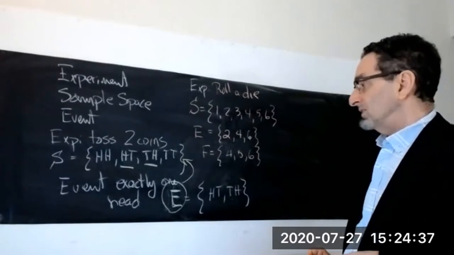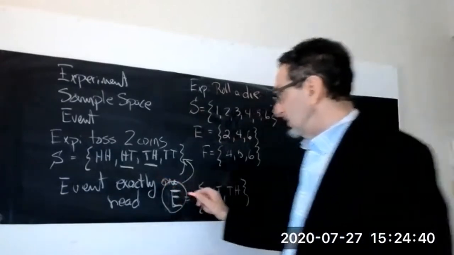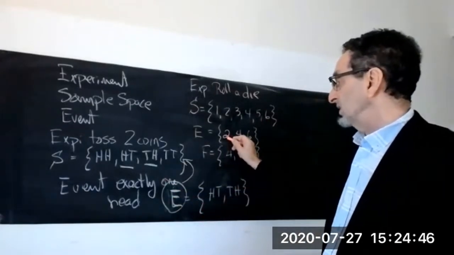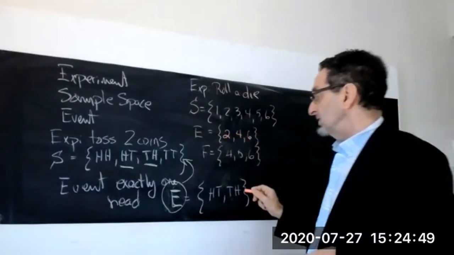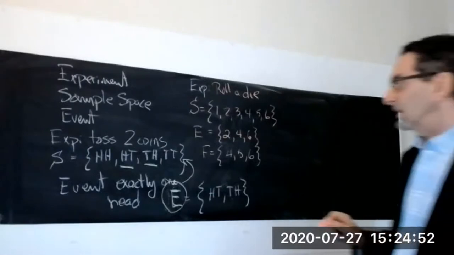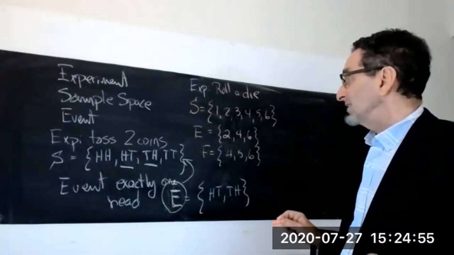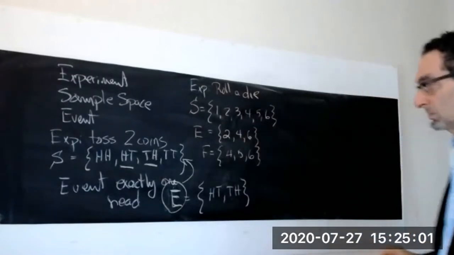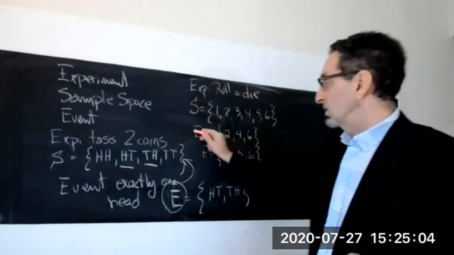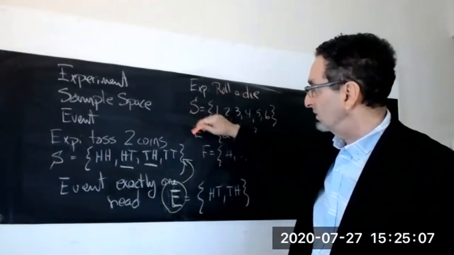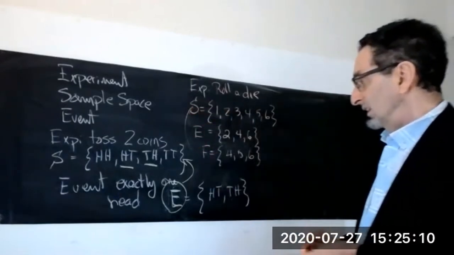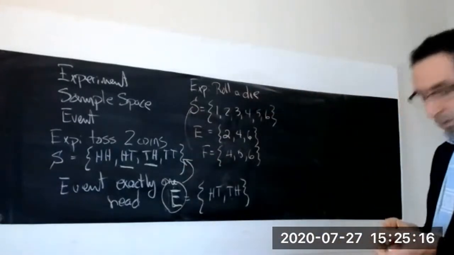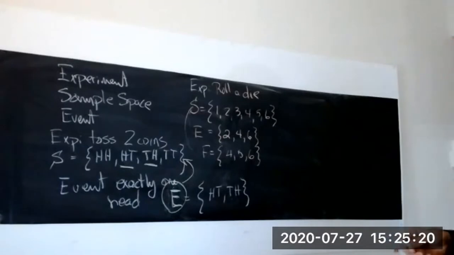So how are we expressing events? How did we express the event of getting exactly one head, the green one? How did we express the event of getting an even number? How did we express the event of getting a number greater than 3? We're expressing them as subsets of the relevant, or pertinent, sample space. These two are both subsets of this sample space, and this one is a subset of this sample space. So we're going to use that idea to say that's what we mean by events in general.